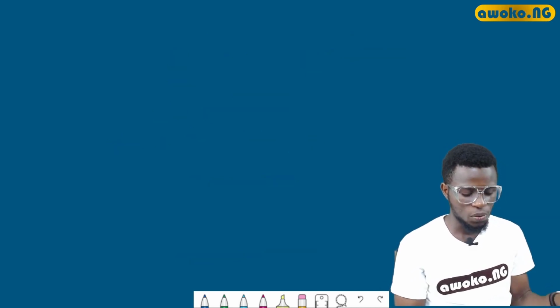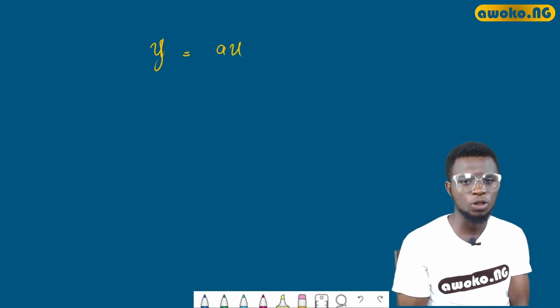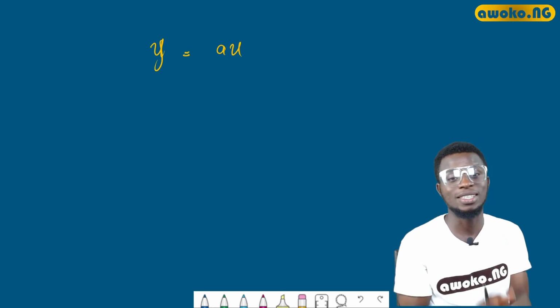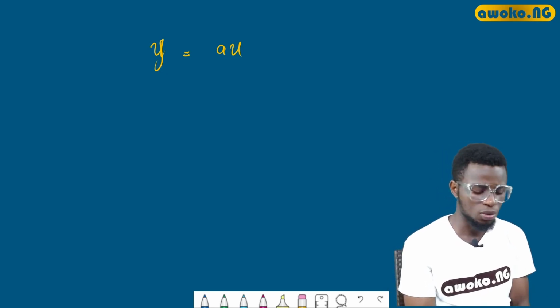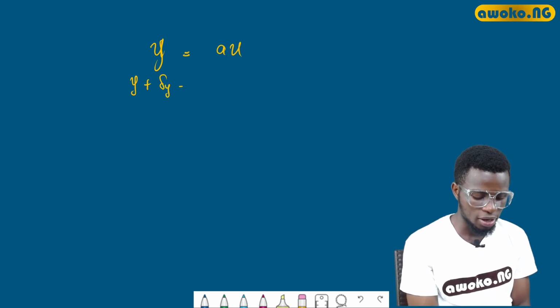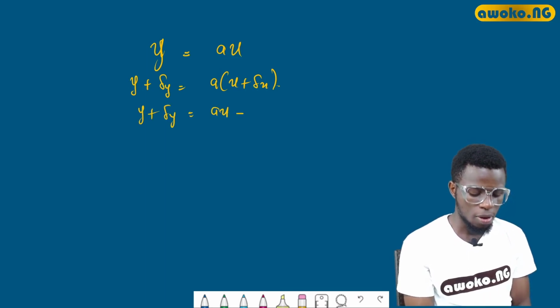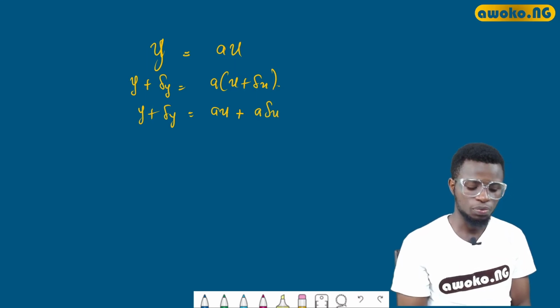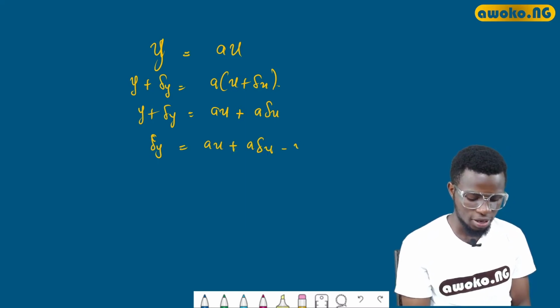Going to the next slide, we have y equals au. So from first principle, I'll not bother myself discussing the steps again because I've already done justice to that in our previous lecture on the first principle differentiation. So to do this, we have y plus dy equals a into u plus du. If I open my bracket, I have y plus dy is equal to au plus a du. Taking y to the other side, I have dy is equal to au plus a du, then minus y.